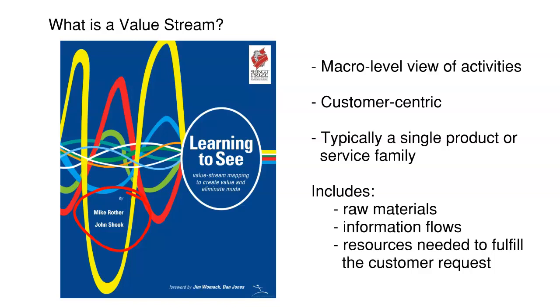It's typically a view that's macro level. It's not just the tasks that a single individual performs, it's the linked together set of actions that are needed. It's customer centric. It starts with a customer request, and then it goes through all of the steps and activities needed to fulfill that request. It's almost always a single product family or a single service family. It's not a picture that shows all of the activities of the entire organization. It is focused on the fulfillment of one particular type of needs that a particular type of customer is looking for.